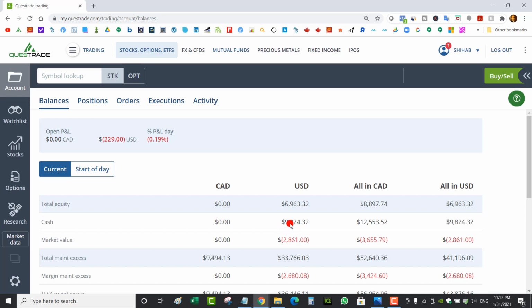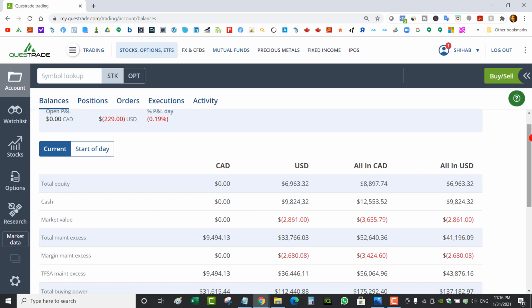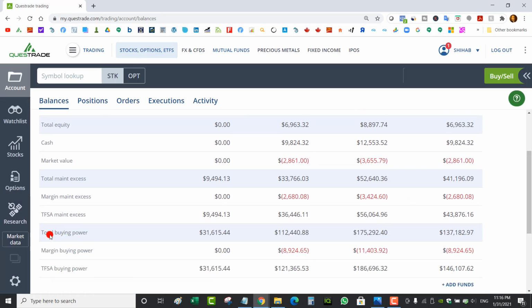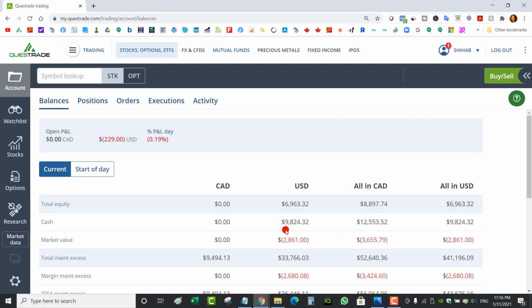So that means you're going to be paying interest on $1,000, even if you have the buying power for $3,000 or $4,000. So even if you have the maintenance excess or the buying power on this line here, even if your buying power allows you to buy more than what your cash line is, as long as your cash line is below zero, you're going to be paying interest.